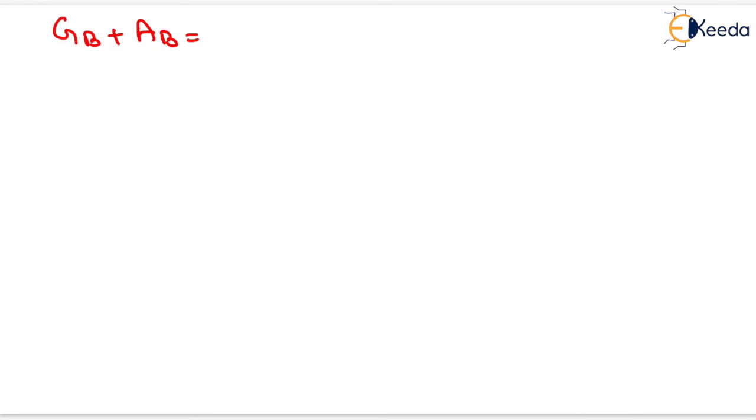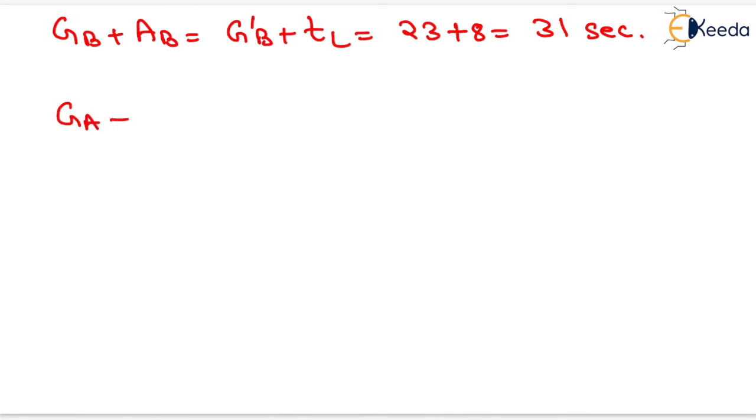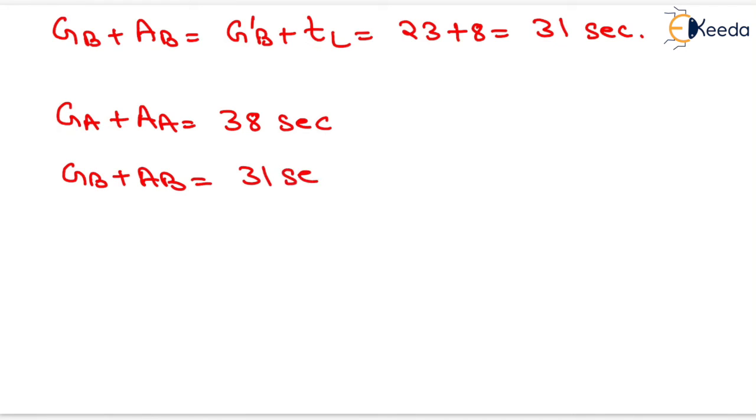Now green time for B road plus amber time of B road will be equal to effective green time of road B plus total lost time. It will be equal to 23 plus 8, which will be equal to 31 seconds. So, green time of road A plus amber time of road A will be equal to 38 seconds, and green time for road B plus amber time for road B will be equal to 31 seconds.